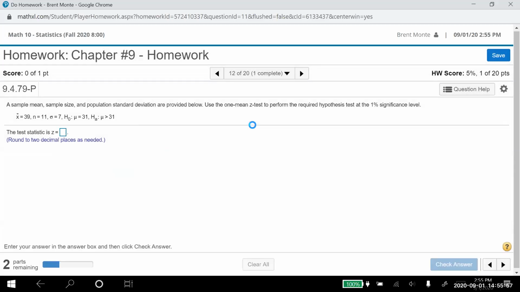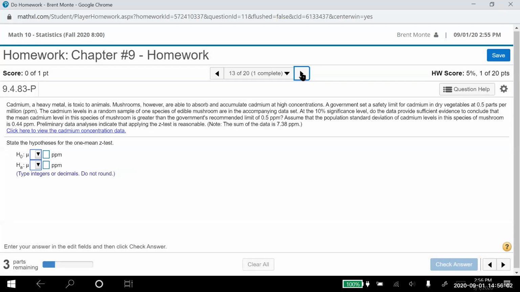So let's go to another problem. And I'm going to go to problem 13. All right, it says cadmium, a heavy metal, is toxic to animals. Mushrooms, however, are able to absorb and accumulate cadmium at high concentrations. A government set a safety limit for cadmium in dry vegetables at 0.5 parts per million. The cadmium levels in a random sample of one species of edible mushroom are in the accompanying data set. At the 10% significance level, do the data provide sufficient evidence to conclude that the mean cadmium level in this species of mushrooms is greater than the government's recommended limit of 0.5 parts per million?